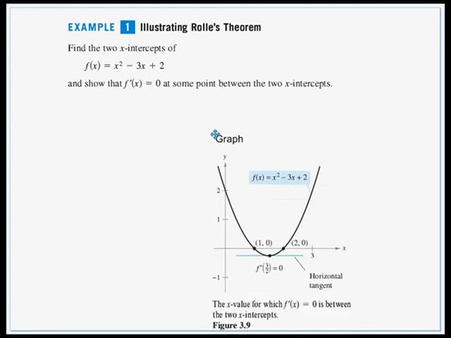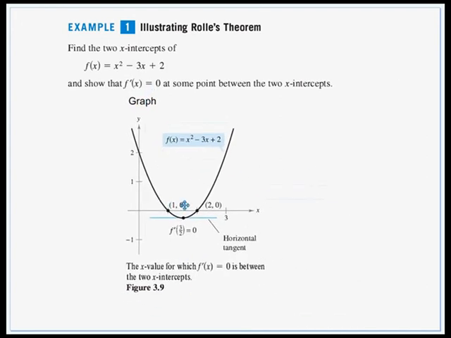And a more exact graph is right here. We found the x-intercepts at 1 and 2, so that met the condition f of a is equal to f of b. And we know that somewhere in between there, we're going to have a derivative equal to 0, and therefore a horizontal tangent line.